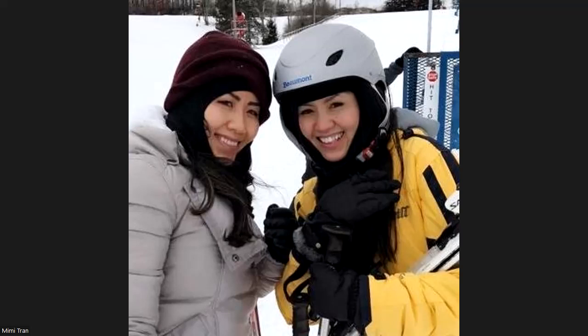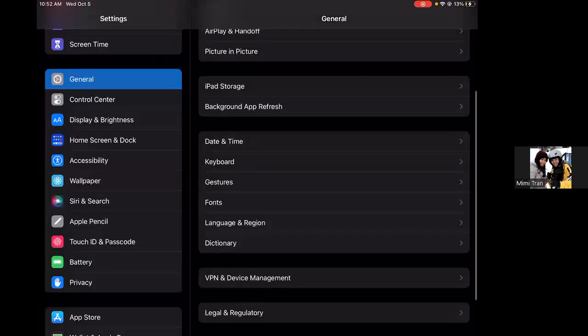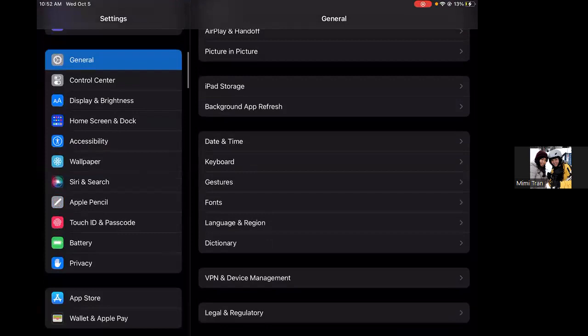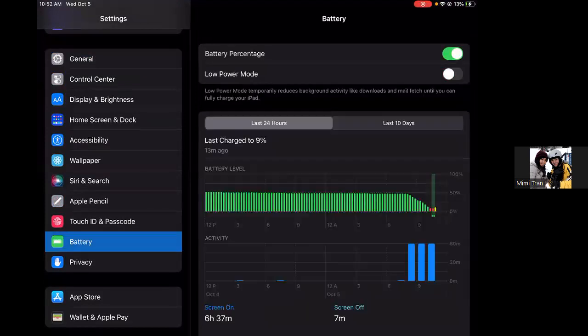Keep doing that. Let me do this. Got it. Share again. Yeah. No, it's charged slower, but at least I don't have to go back and forth. Where's the battery? There you go.